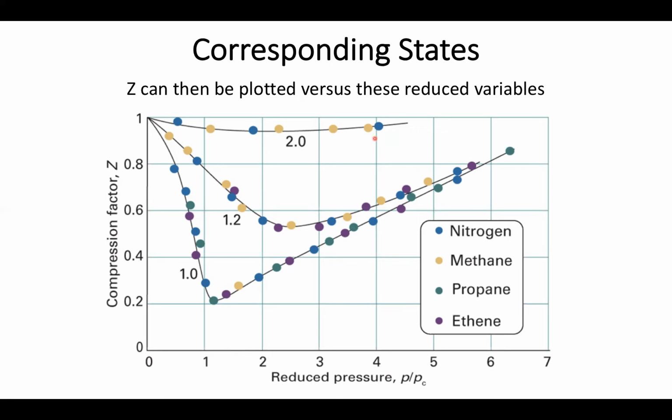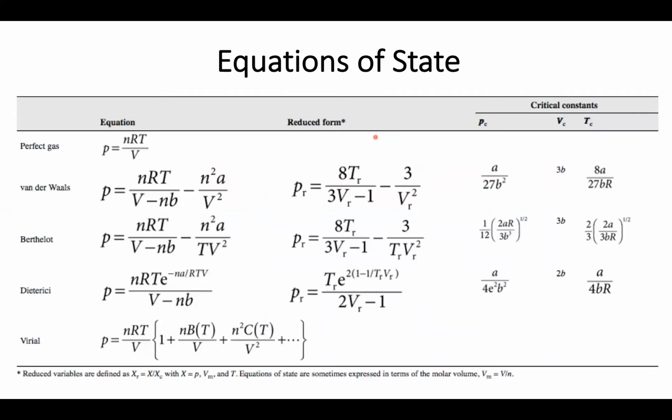And so one of the things we can do is look back at the equations of state we've talked about so far from this reduced variable notation. So for example, let's look at our 5 most common equations of state: the ideal gas, the van der Waals, the Berthelot, and the Dieterici. And of course, our good old friend, the virial. So what we can do is replace our pressure with our reduced pressure, our volume with our reduced volume, and our temperature with our reduced temperature.